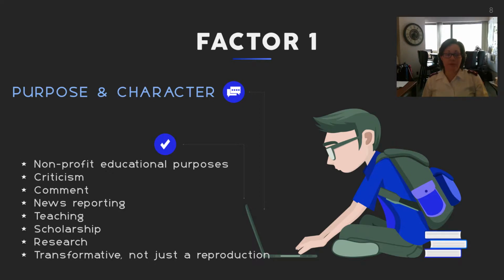Aspects that favor fair use are the following: a non-profit utilizing material for education purposes, in the use of a critique, a comment, a news report, in teaching, scholarship, or research. Also favoring fair use is if the user has transformed the work and not just reproduced the work. In any event, even if these aspects are present, we need to ensure that we are always crediting the original author.